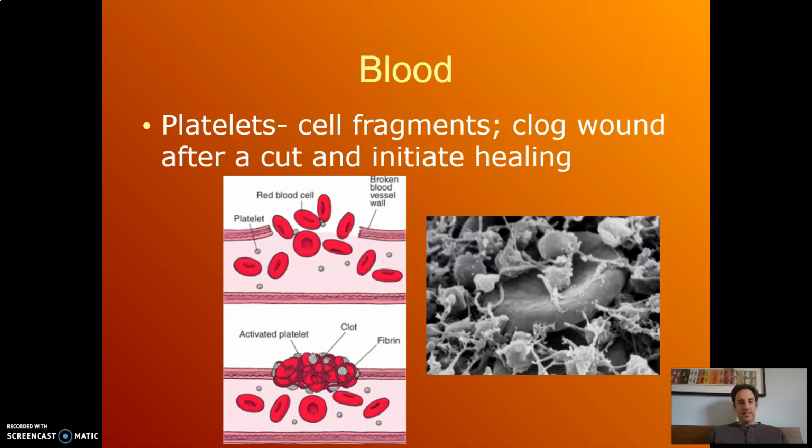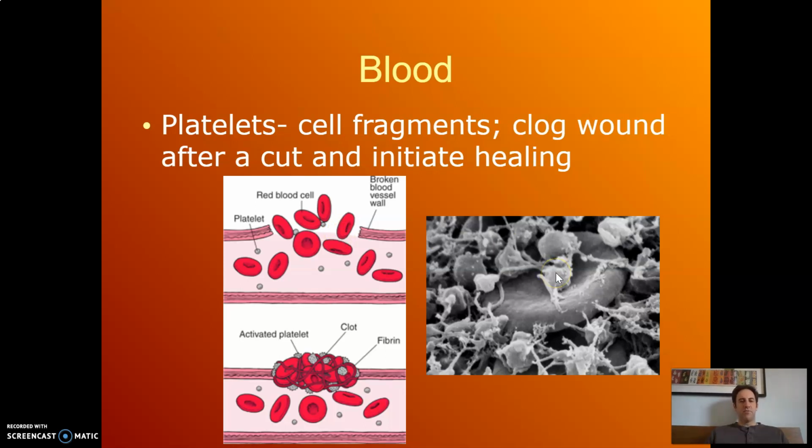Finally, platelets. Platelets are actually little cell fragments. Basically, they're little sticky things that float around in your blood. If you get a cut, like here's a damaged blood vessel, and you can see blood is coming out, the platelets stick to the ends there and start to clump up. Once they clump up, it can form a preliminary blockage to that gap, and then that initiates the healing process.